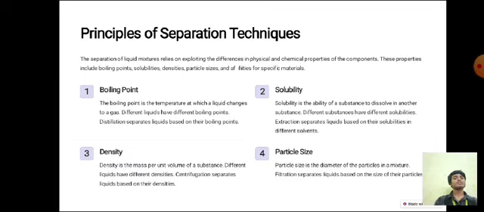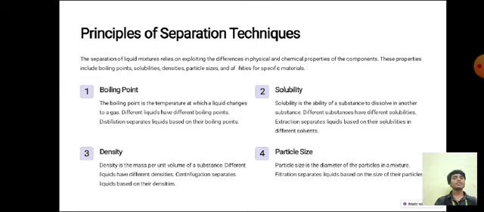Principles of separation techniques. The separation of liquid mixtures relies on exploiting the differences in physical and chemical properties of the components. These properties include boiling points, solubilities, densities, particle sizes, and affinity for specific materials. Boiling point. The boiling point is the temperature at which a liquid changes to a gas. Different liquids have different boiling points. Distillation separates liquids based on their boiling points.